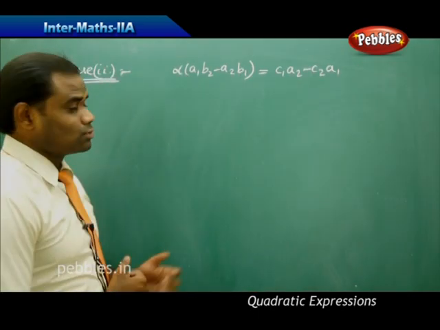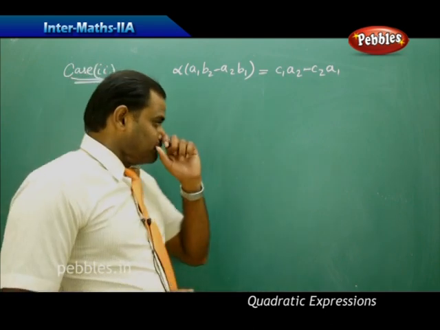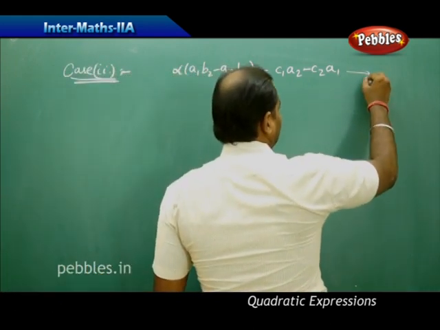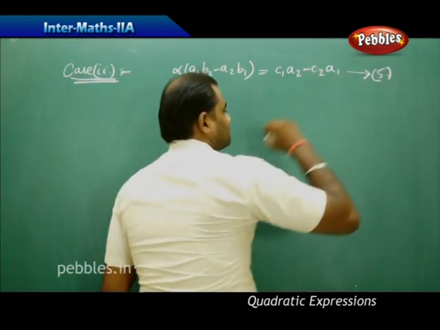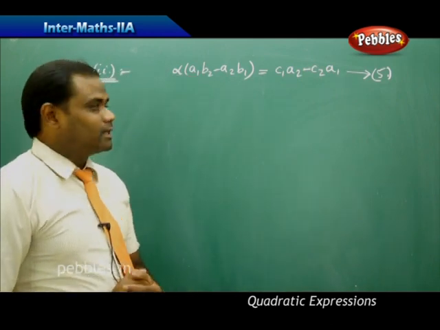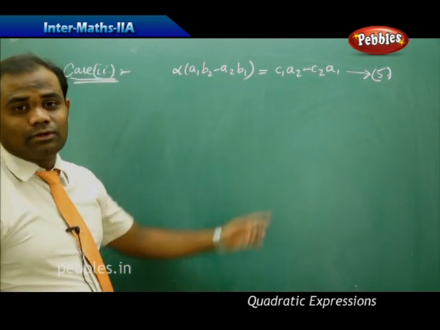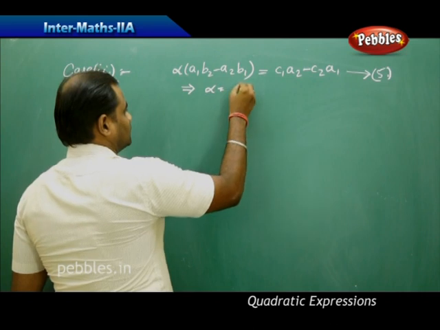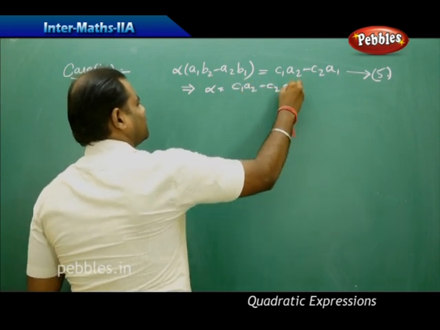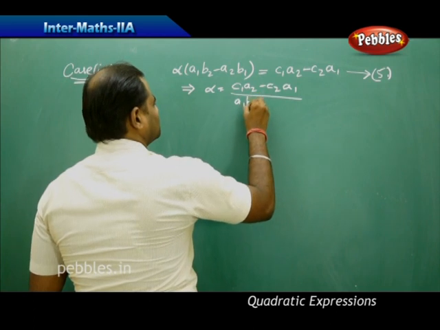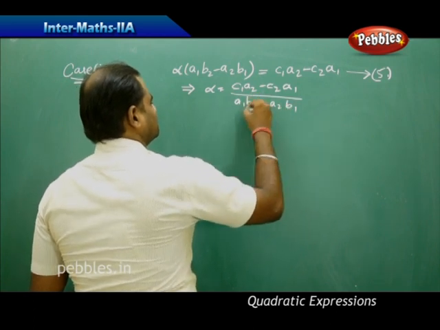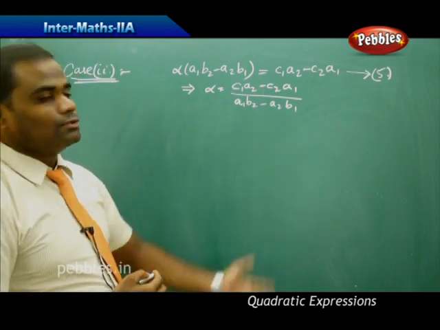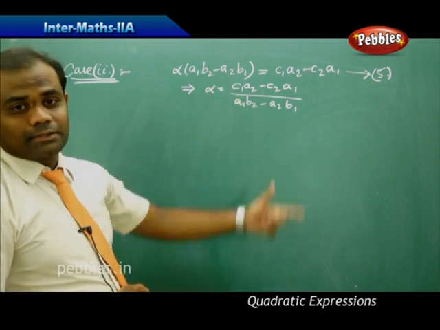The case 2 of the sufficient condition: I reconsider the equation which I have obtained from equation 5 of the previous continued theorem. So reconsidering equation 5, I have this already from the previous session. That implies I get my alpha as C1A2 minus C2A1 by A1B2 minus A2B1, which is what I get as this new function when I bring this to the right.